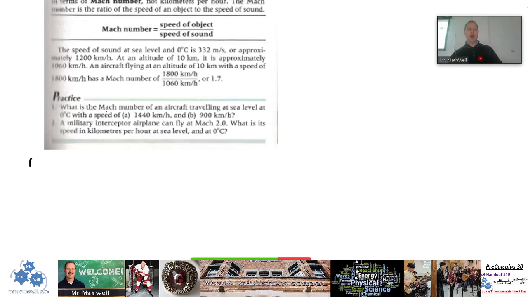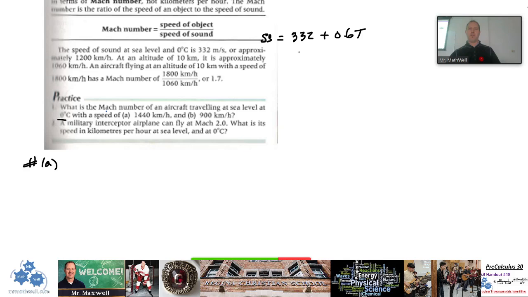So question number one, it says, what is the Mach number of an aircraft traveling at sea level at 0 degrees Celsius, there's our temperature, with a speed of, let's talk about A first, 1,440 kilometers per hour. Well, our formula, which is 332 plus 0.6 times the temperature, we know that. That's the speed of sound, right? In meters per second. That is a different unit than what we have here.